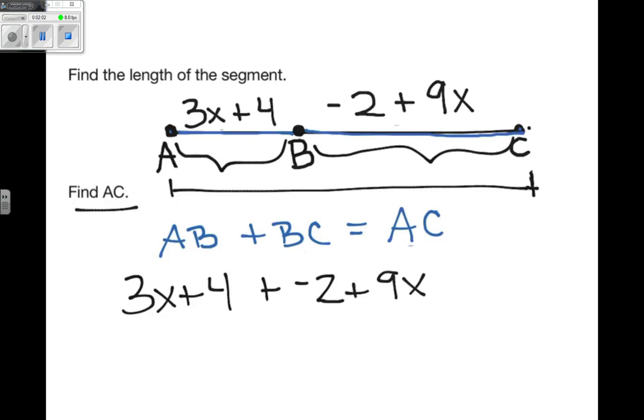And we know how to combine like terms in this situation. So 3x and 9x gives us 12x, and 4 plus a negative 2, or 4 minus 2, gives us 2. So the length of AC, without numbers, we can still look at the expression that represents that length of A to C.